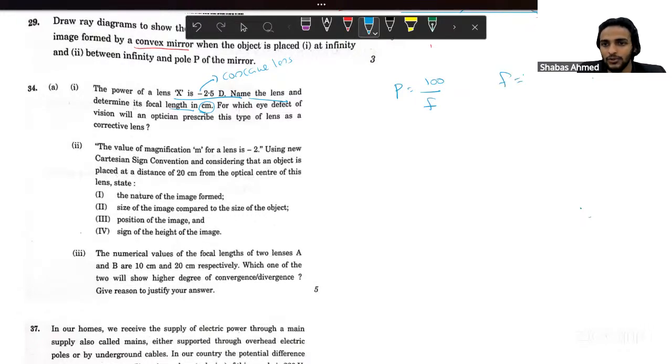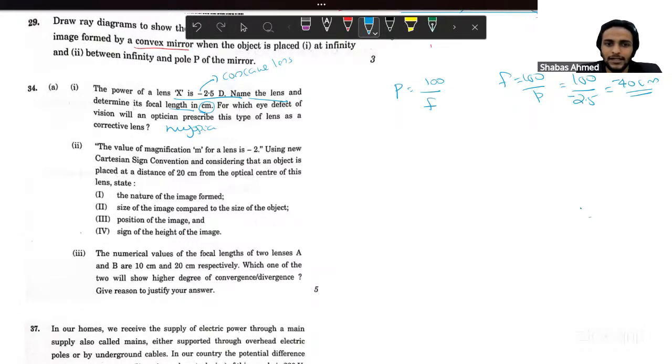So F equal to 100 upon P. That is 100 divided by 2.5. That is equal to 40 centimeter. You get F equal to 40 centimeter, but it will be negative 40. Okay, negative 40. And the defect is myopia. We know concave lens is used to correct the myopia.